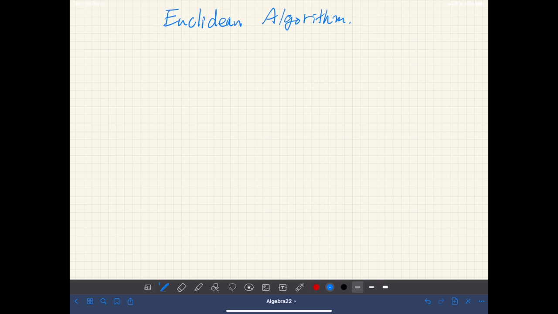Next, I will explain a method to find the greatest common divisor of any pair of integers, and that is called the Euclidean algorithm. So here's the theorem.